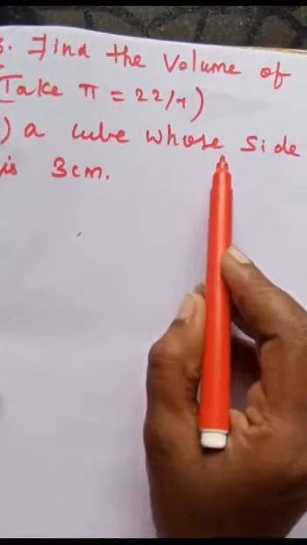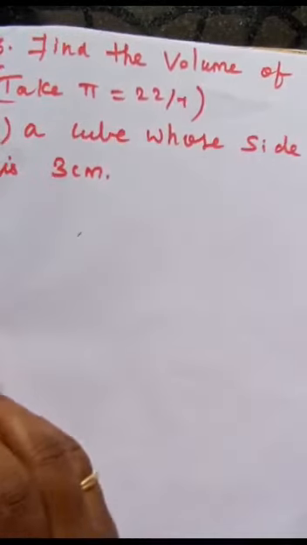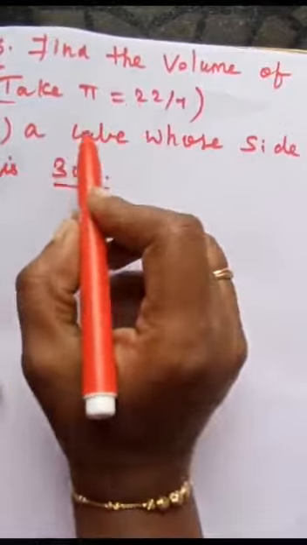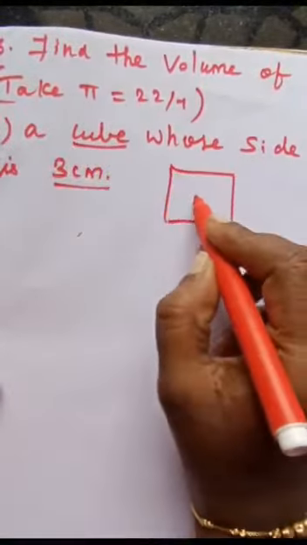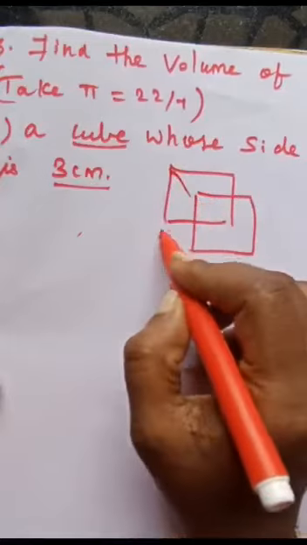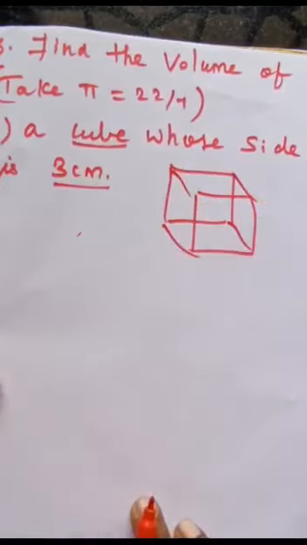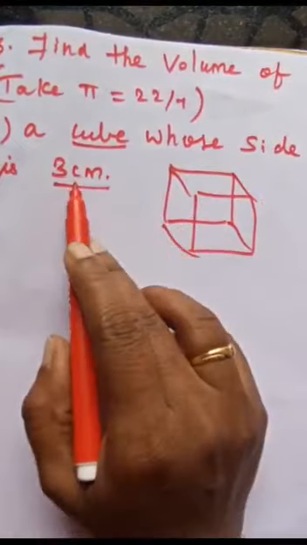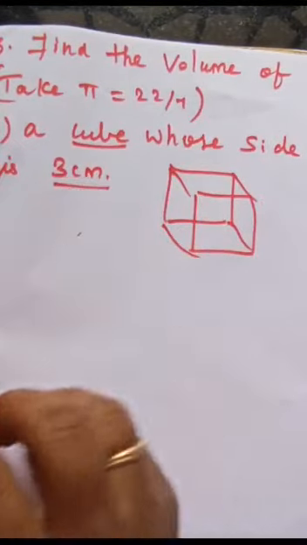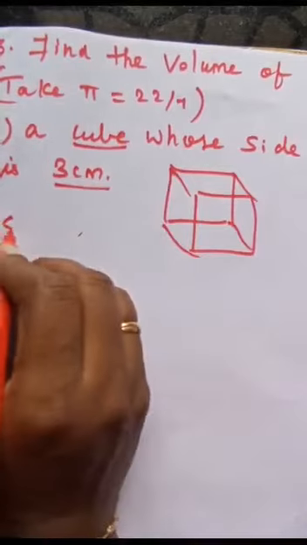Now what is our first option? A cube whose side is 3 centimeter. Here which shape are we going to find? This cube, right? In this cube, okay, what is the side value? Side of cube is what? 3 centimeter. Clear? Now solution.